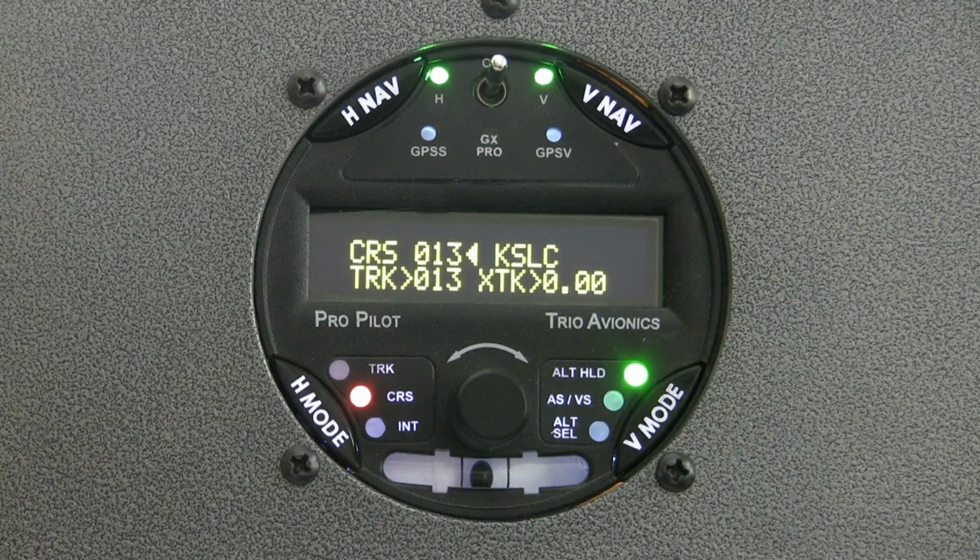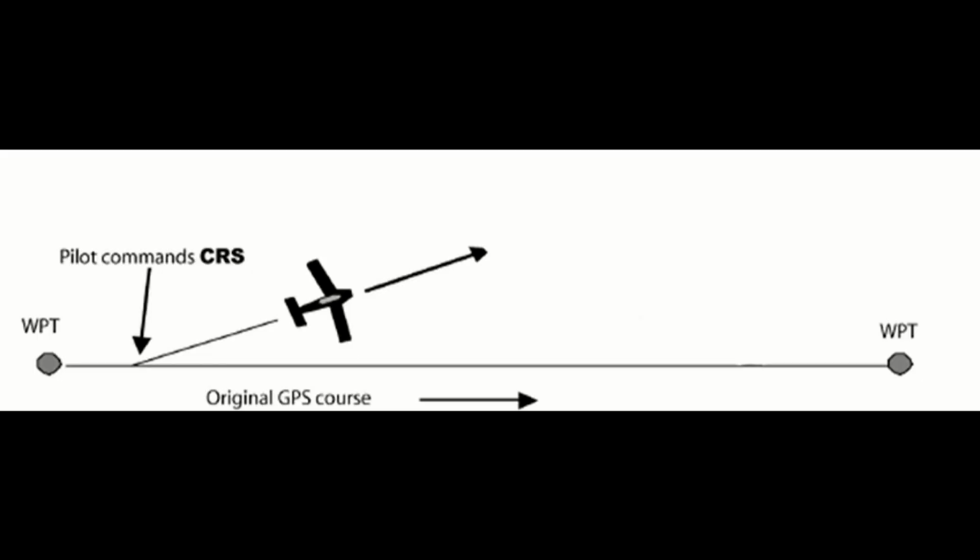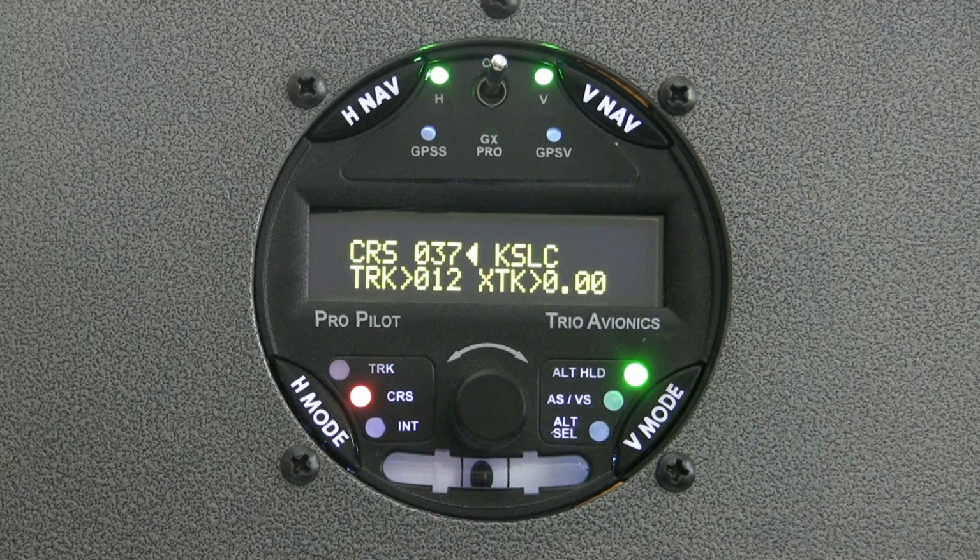The pilot can then select the course that he or she wishes to fly by rotating the encoder knob to enter the desired course into the display window. The aircraft will turn and fly this course until the pilot alters the command. The course mode allows deviations requested by air traffic controllers, or it can be used to avoid localized weather conditions. Using the encoder knob in the course mode is similar to that of using a heading bug.